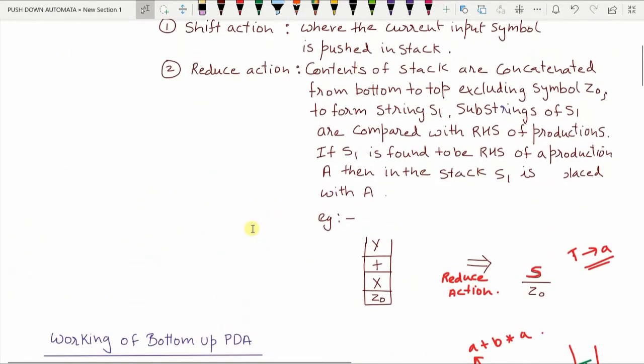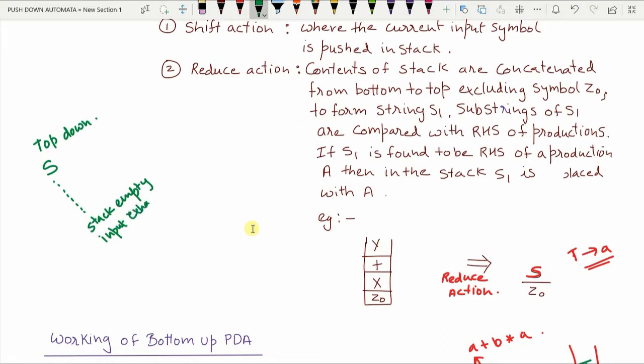In the previous method, that is top down PDA, do you remember what we did? We were pushing the start symbol onto the stack, and then we were trying to reach a state wherein the stack is empty, and the input string is also exhausted. So this was a top down method. That means starting with the start symbol, you are trying to reach the string.